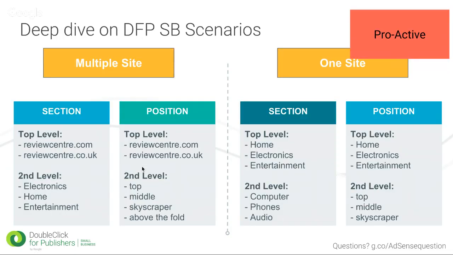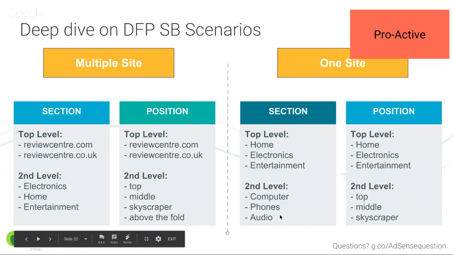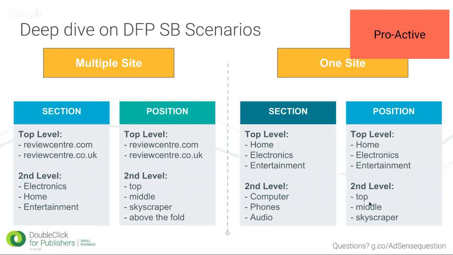Okay, so just to recap on the two different scenarios and the 4 different use cases. On the right-hand side, this is the example where you have one site or app. So your top level should always be devoted to the content of your web page. So in this example, it could be home, electronics, entertainment, etc. And then you have a choice at the second level. You'll either divide it up by further subsections. So for example, under entertainment, we might have computers, phones, audio. Or you can have your second level devoted to positions: top, middle, skyscraper.